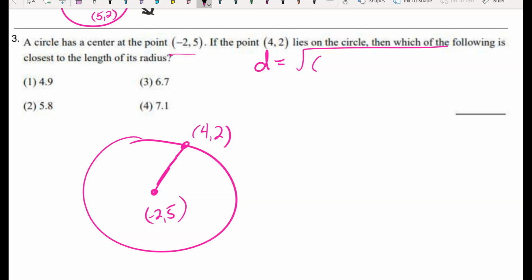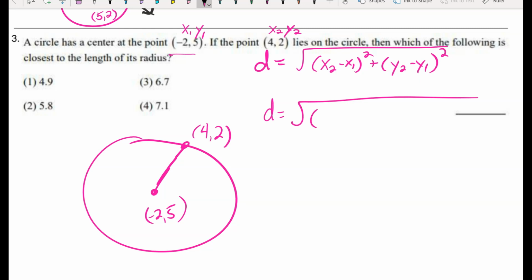So remember the distance formula is the square root of x2 minus x1 squared plus y2 minus y1 squared. Again, I'm going to label one of my points as x1, y1 and x2, y2. So the distance here is the square root of 4 plus 2 squared, because I'm subtracting a -2, plus y2, which is 2, minus y1, which is 5.